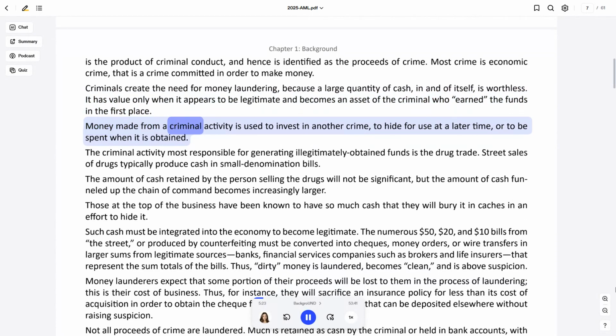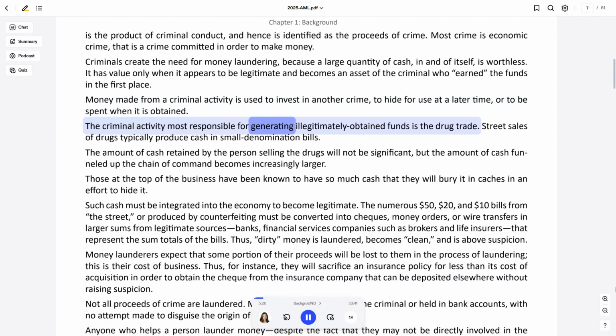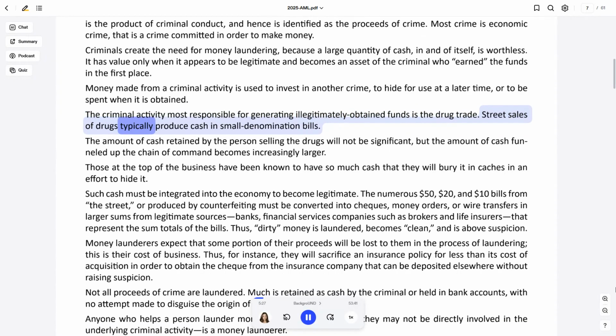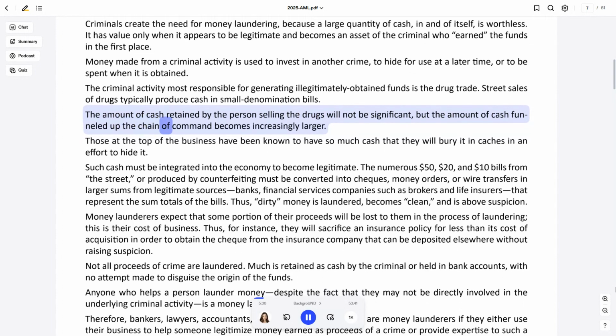Money made from a criminal activity is used to invest in another crime, to hide for use at a later time, or to be spent when it is obtained. The criminal activity most responsible for generating illegitimately obtained funds is the drug trade. Street sales of drugs typically produce cash in small denomination bills. The amount of cash retained by the person selling the drugs will not be significant, but the amount of cash funneled up the chain of command becomes increasingly larger.